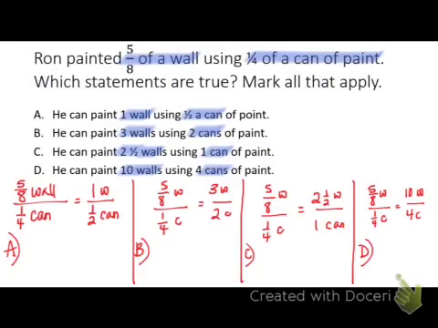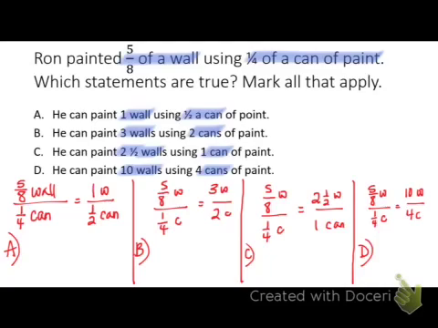Ron painted 5/8 of a wall using 1/4 of a can of paint. We want to know which statements are true, and we need to mark all that apply. This is dealing with proportional relationships, where we're setting up a proportion and seeing if the sides are equal to each other. Again, this can be checked by division or multiplication, but in most cases, multiplication is the easiest. So 5/8 of a wall and 1/4 of a can of paint came directly from the problem, and you're setting that equivalent to each of the statements in the answer choices.